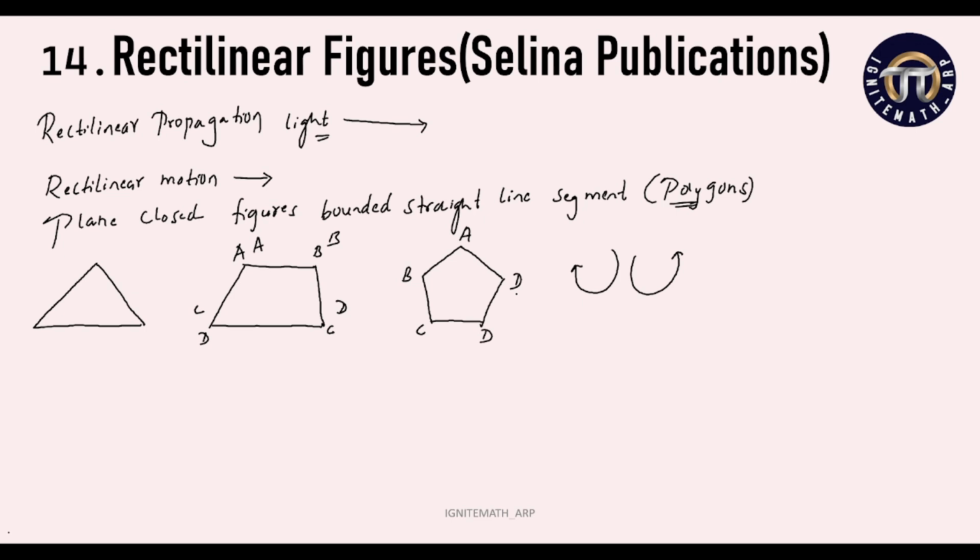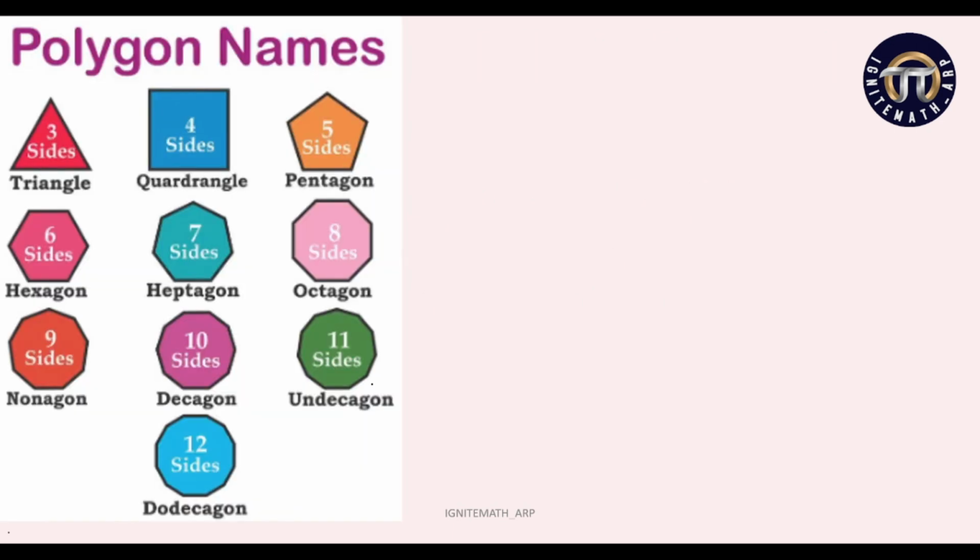And what are the different types of rectilinear figures? What are the different types of polygons? How are we going to call them? We name the polygons depending upon the number of sides they have. Clear children? Here I have brought you some pictures and the names of the polygons.